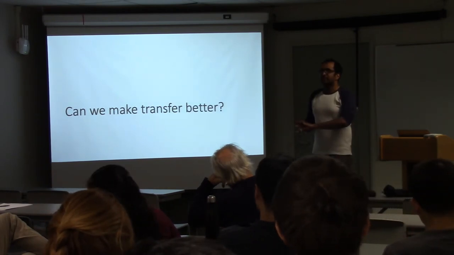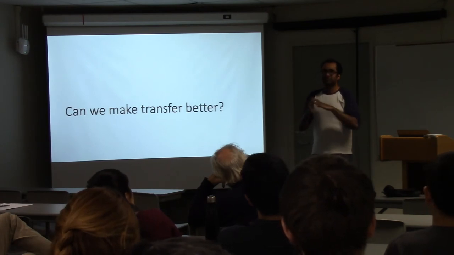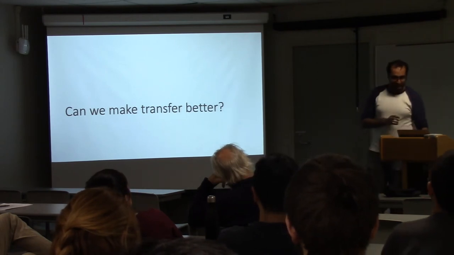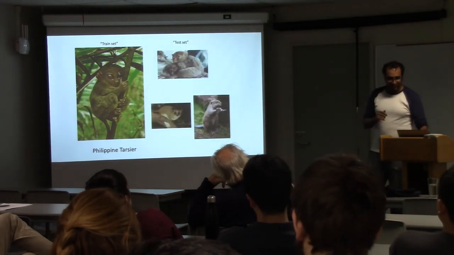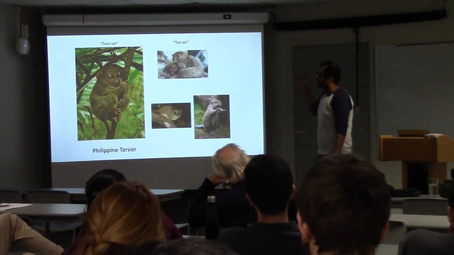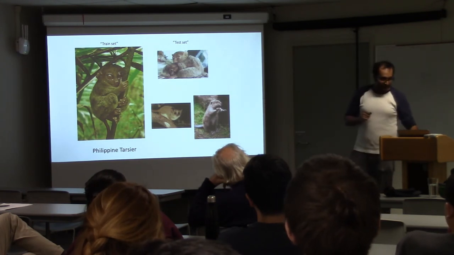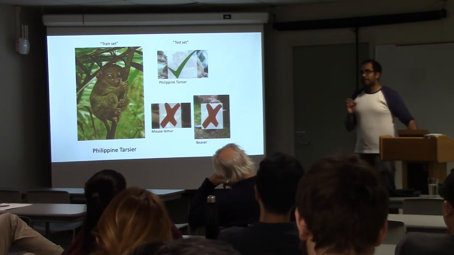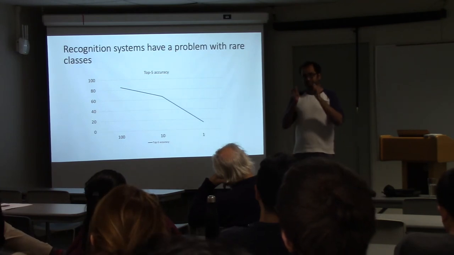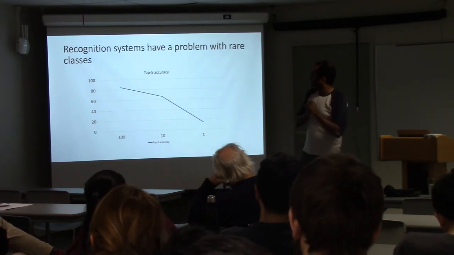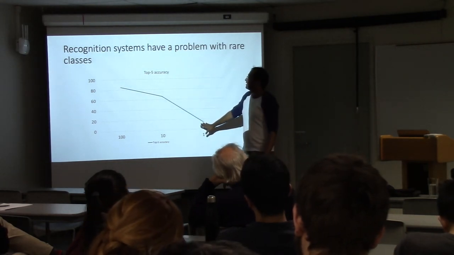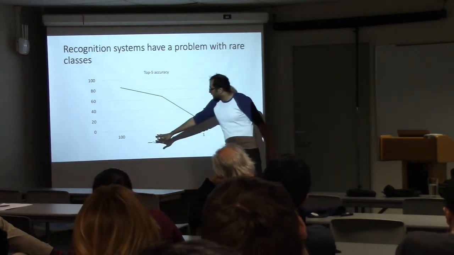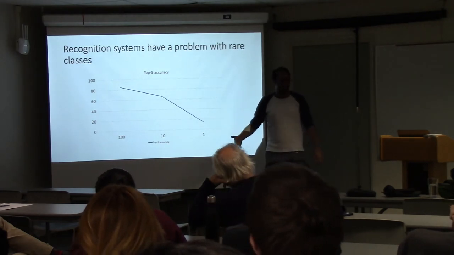Let me shift gears a bit and ask whether we can make this transfer better. We've shown that this kind of feature seems generalizable, but can we actually make it better? I showed you earlier that as humans we can do this. Given a single image of a Philippine Garcia, we can identify which of these other three are Philippine Garcias. But even with these ImageNet features I just described, the best computer vision features we have, current models have a really big problem with this. When you reduce the number of training examples from 1,000 to 100 to 1, the accuracy basically falls off a cliff.